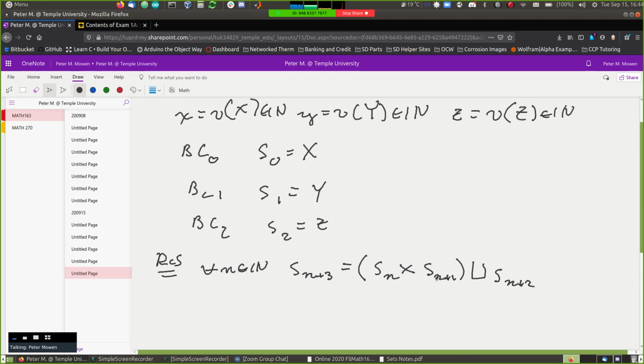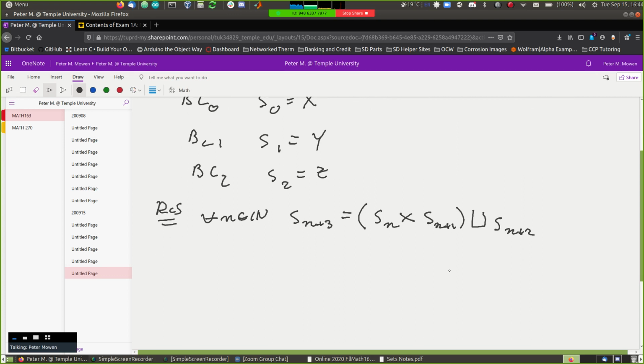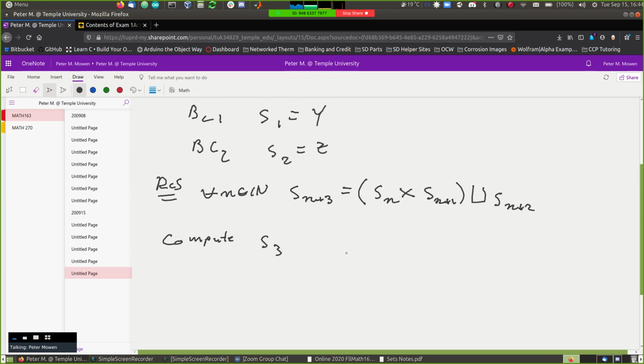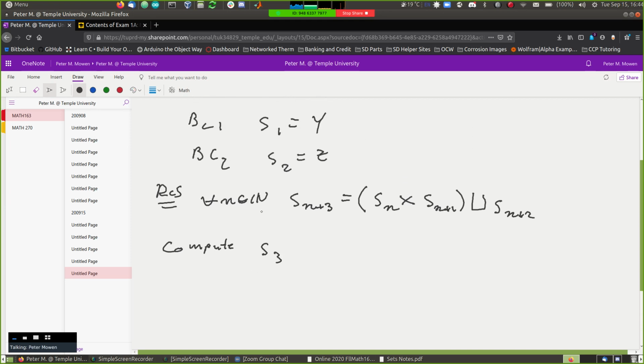So, and then the first question that I had was to compute S3. Okay, so to compute S3, we look at our recursive definition and see if we can rewrite S3 so that we're using this notation here in the subscript. So I can write 3 as 0 plus 3, right? So this is S of 0 plus 3.